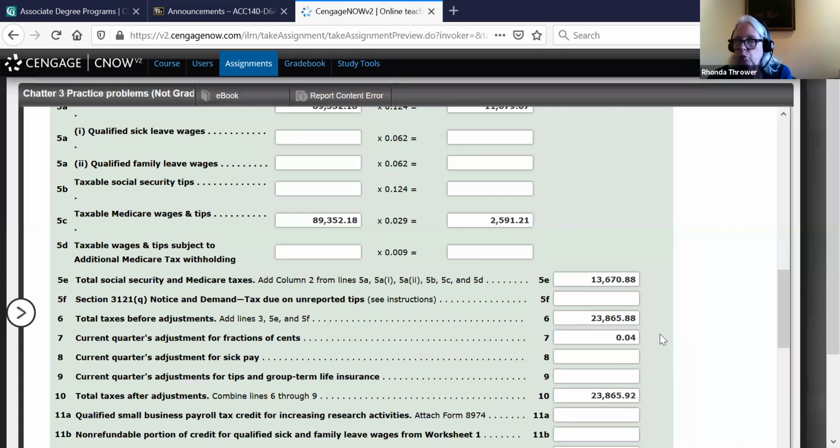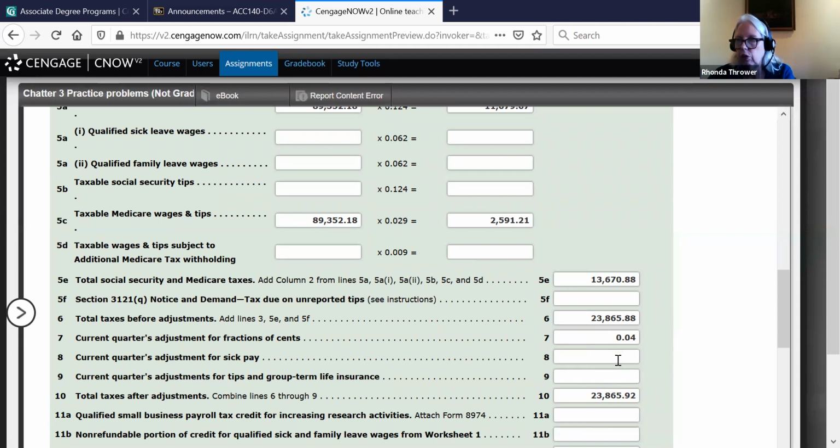Again, class, this is where students get lost. But you fill in the information to line 6 from your instructions. And then you would go to where you've listed your monthly deposits, add up the monthly deposits, and that total, which was given in this problem, is the total deposits. The deposits do not match the total taxes before adjustments. So we are going to force this one to match this.